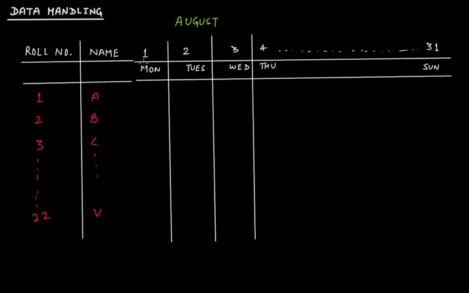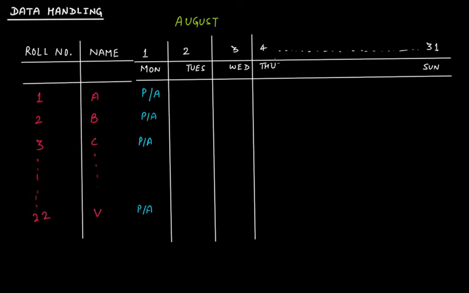Now on day 1, that is 1st of August, it's Monday, and if this student is present, then here it will be P, or if that student is absent, then that will be A. Same for everyone, right? Either it can be P, or it can be A. That is present or absent, sorry, not and. And similarly for the 2nd of August, 3rd of August, and 4th of August.